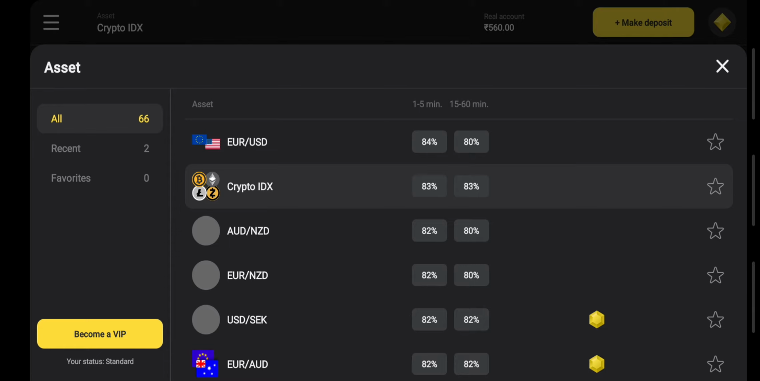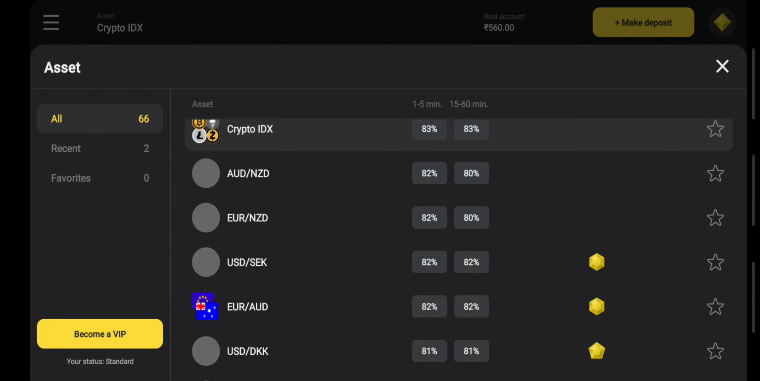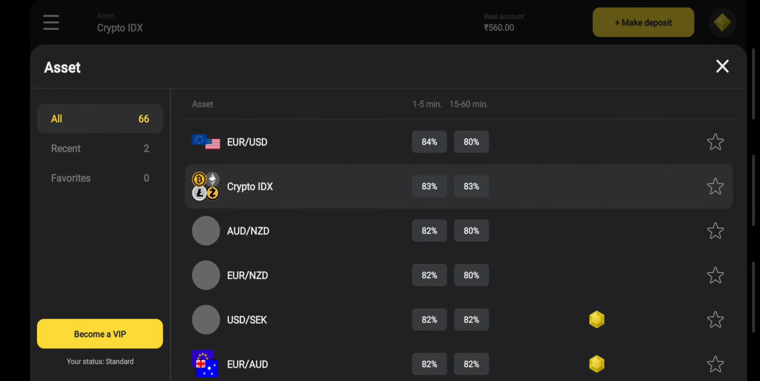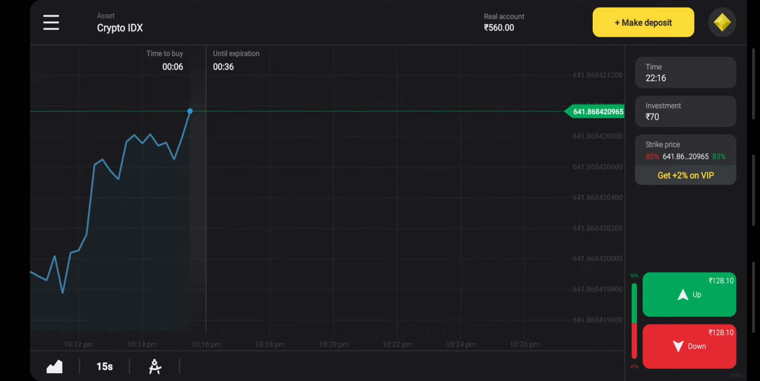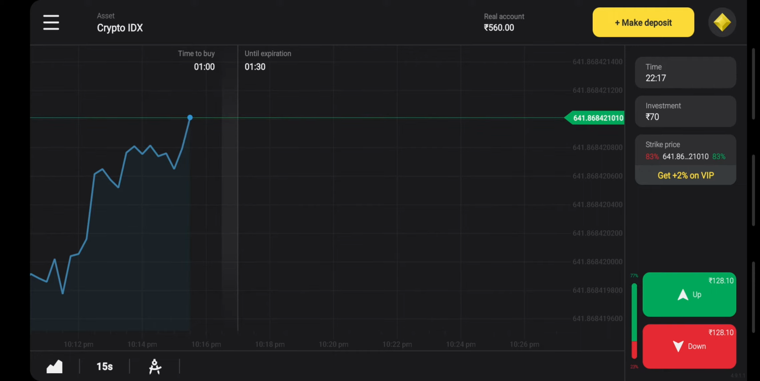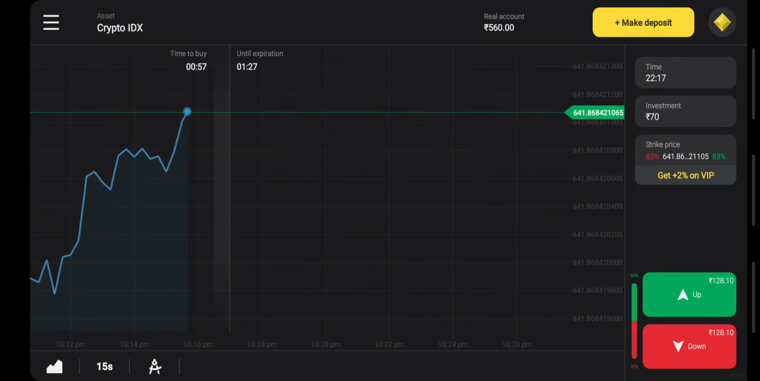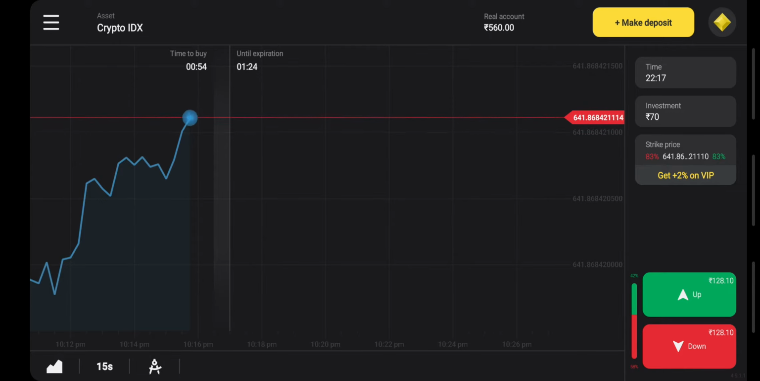Cryptocurrency is one of the major instruments nowadays, and if you click on cryptocurrency, you'll be able to see certain rates on the right hand side. Just to show a demo, I'm using my own account. This is the investment value, that is, I'm investing around 70 rupees. This is the strike price, and what 2% on VIP means, I'll explain later.